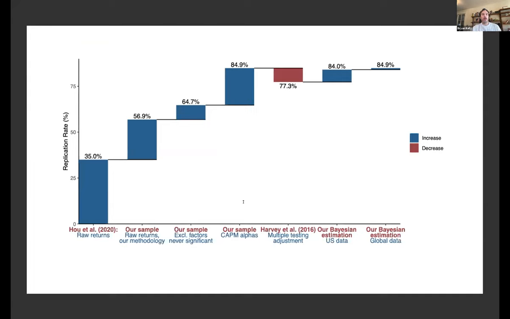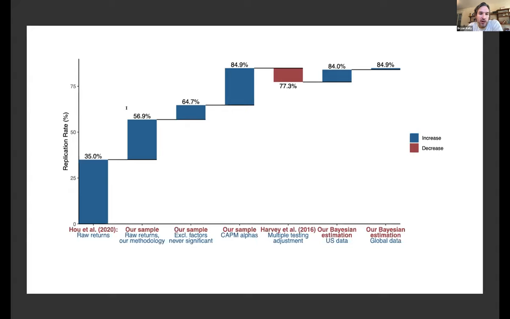If I had to describe our paper in one figure, it would be this one. I'm going to start on the left. If you look at this Hou et al. paper that challenges replication in factor research, their main headline conclusion is about a 35% replication rate in their data. We're going to use that as a very informed benchmark. This is an excellent and extremely thorough paper, and it was really foundational for what we wanted to do.